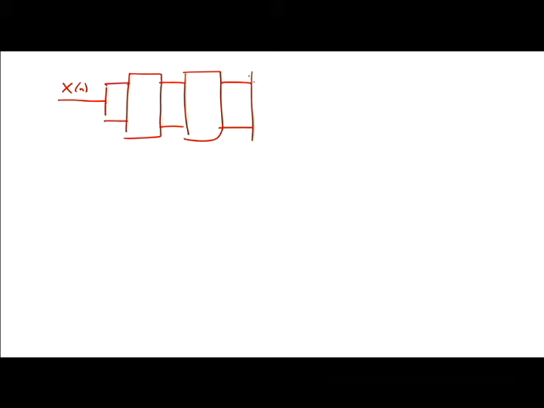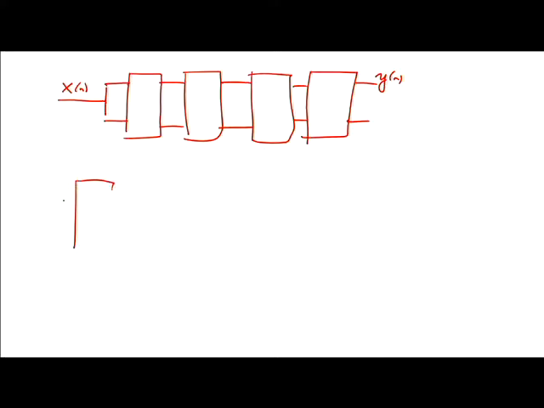So the lattice filter, as we'll see, it will look something like this. You have x of n. It goes through this box, it goes through this box, goes through this box. And you might say, what's in the box? Shh, I'll get to it. And then this guy is y.